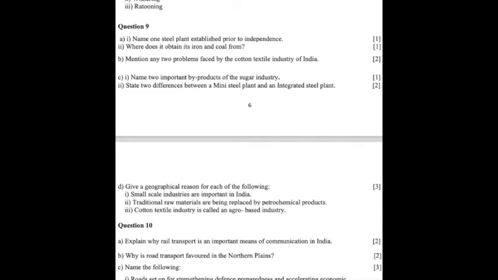Traditional raw materials are being replaced by petrochemicals. Traditional raw materials are expensive and are difficult to handle. They are sometimes derived by killing of animals. Petrochemicals are easy to handle, less expensive, and the raw material is easily available.